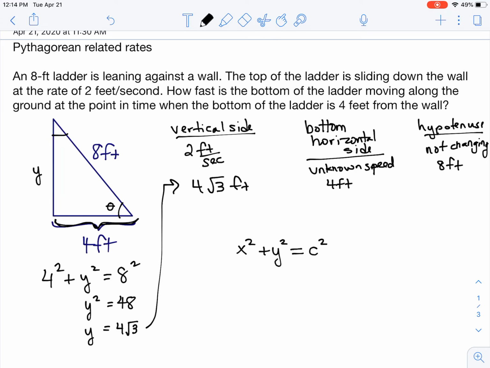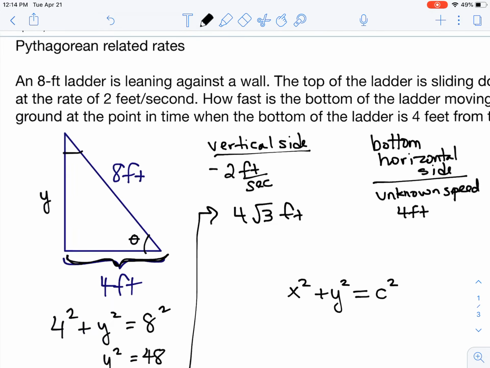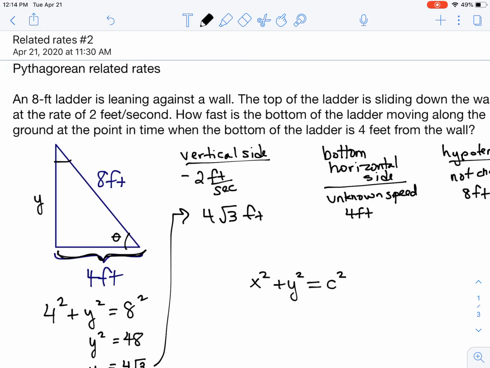So here we go. I labeled things. I've got a vertical side. The vertical side is sliding at a rate of 2 feet per second, and it's going down. Those of you that have physics, Haley and Ethan, I think you've both had physics: since it's going down, we're going to call that a negative number, okay? Now, as that's going down, the bottom of the ladder is going to the right. Usually that's a positive number, so it's okay.